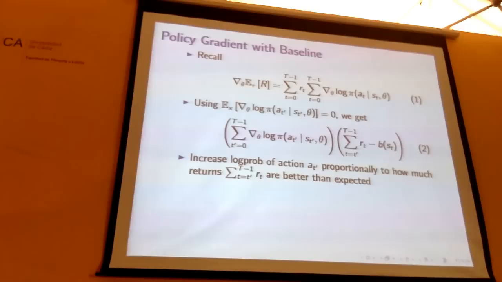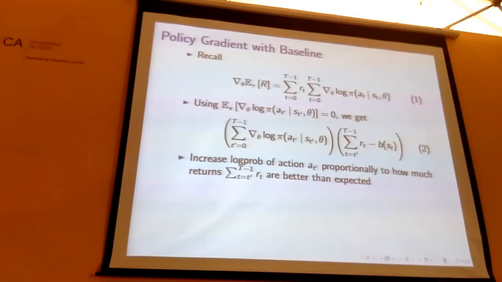Okay, so this was our old formula. We had grad log probability of action times sum of future rewards. What I'm planning here is that we can subtract out some function of the state from this sum. We can subtract out some baseline function, b for baseline, of s sub t. Well, actually it should be s sub t prime.